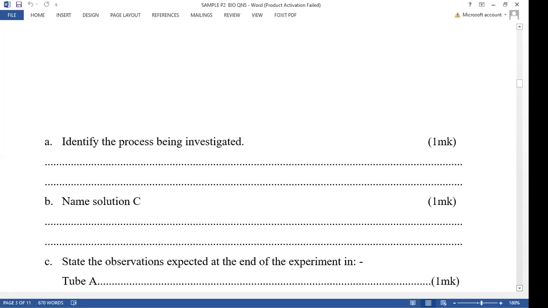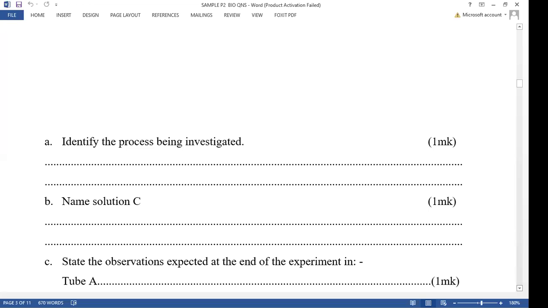Name solution C. Of course, because we are investigating the gas produced, that should be lime water. The chemical name for lime water is the calcium hydroxide solution. So if someone indicates that way, it will be correct also. But for biology, you just mention lime water. We are not very keen on the chemical name.